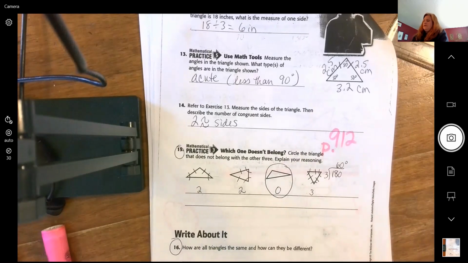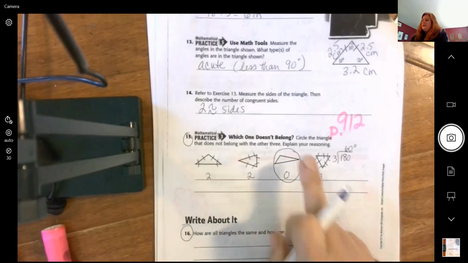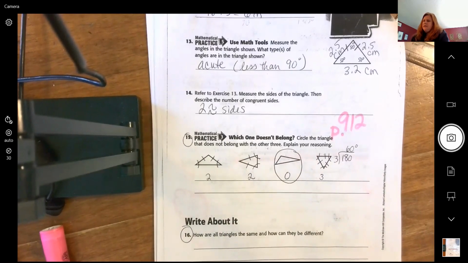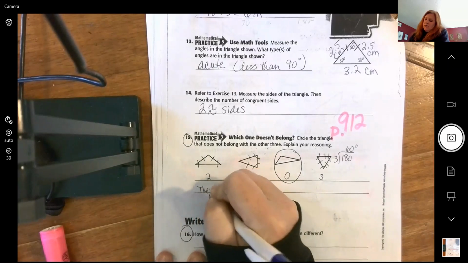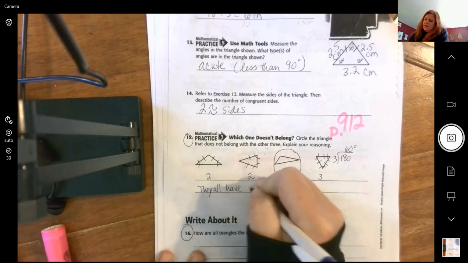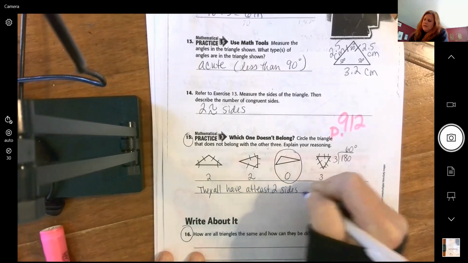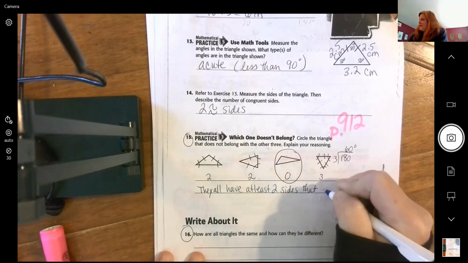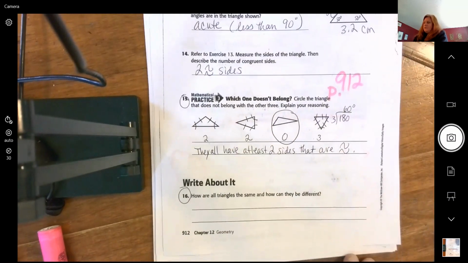All right, now which one doesn't belong? Hopefully you said this one. Now, can we think of a reason? It says to explain, which means we have to have a sentence. So what do the other 3 have in common? They all have at least 2 sides and angles that are congruent. We're going to use our little congruent symbol.